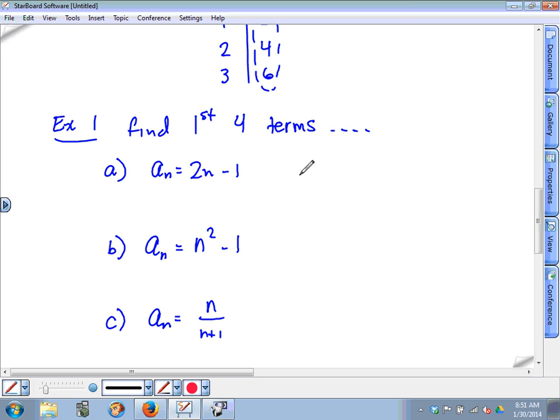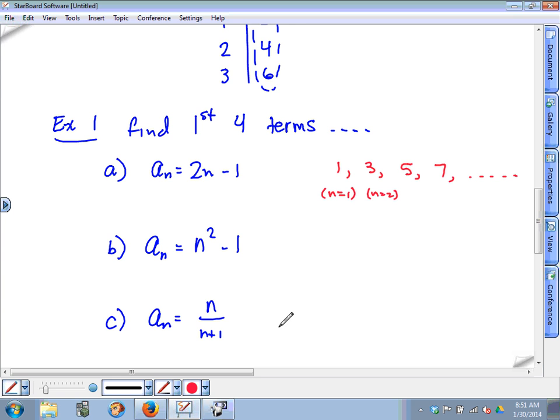Anybody think they got anywhere on part A? First 4 terms? Somebody brave. 1, 3, 5, 7. That's absolutely right. 1, 3, 5, 7. Now where do those come from? The first term of a sequence is where n equals 1. So if you plug in an n equals 1 into the formula, 2 times 1 is 2. Then you subtract 1 and you get a 1. Okay. The second spot of a sequence is where n equals 2. If you plug in a 2, 2 times 2 is 4, but subtract 1 to get 3, and so on and so on.